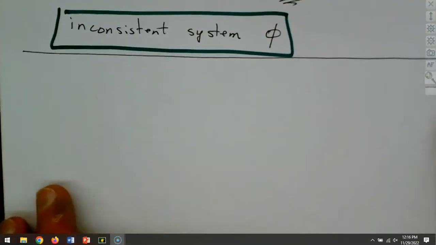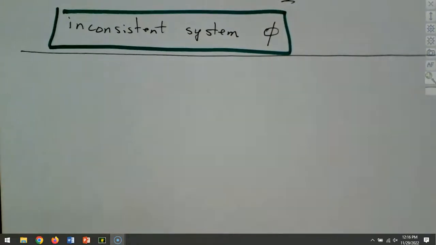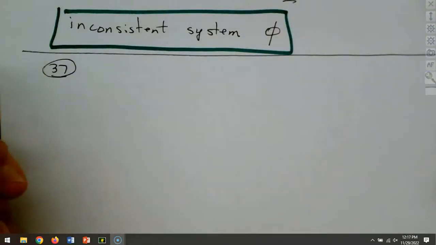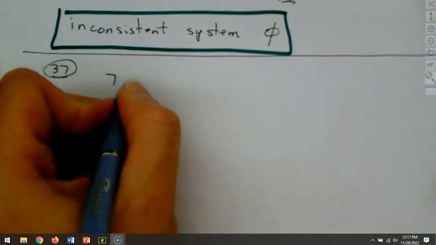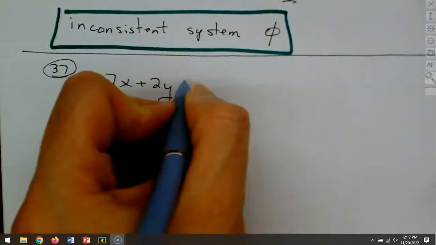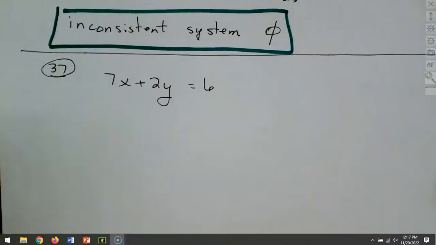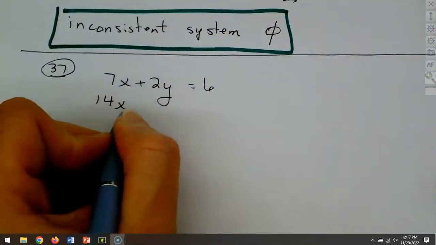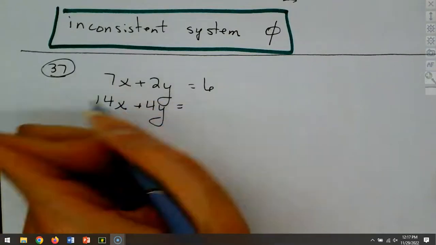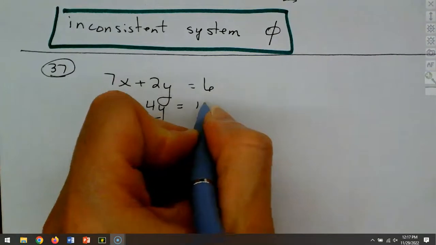Let's now look at one that has an infinite number of solutions. Question 37. We've got 7x plus 2y equals 6, and 14x plus 4y equals 12.